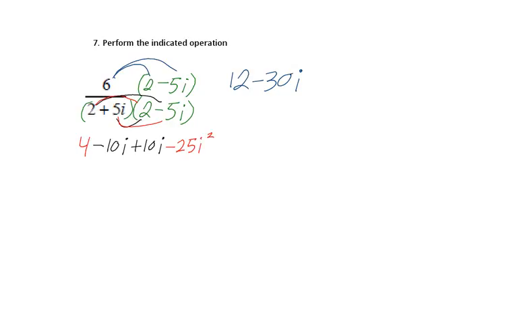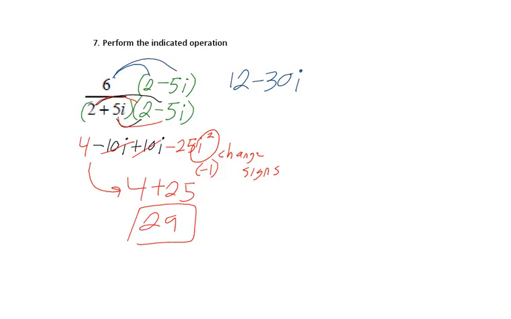A couple of things happen. First, negative 10i and positive 10i go away. Next, notice i squared. i squared is negative 1. But if you don't know that, you don't need to know it. What you do need to know is that i squared will change signs. It changes negative 25 into positive 25. And don't forget about 4. So 4 plus 25 is 29. And that's what goes underneath.